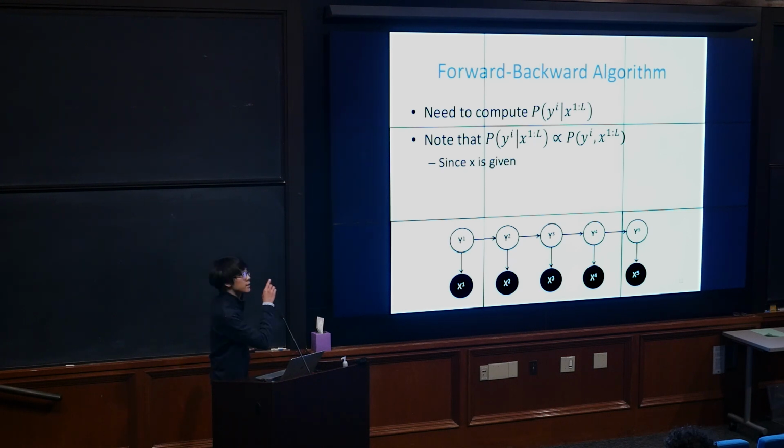First of all, note that since X is given, and we've used this trick before, Y given X is actually proportional to just the joint distribution Y comma X, right? Because X is fixed, right? So we can just normalize over it later. That's easy.